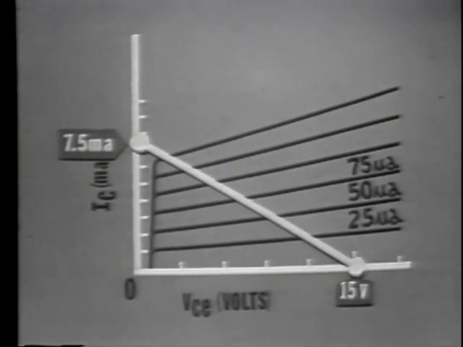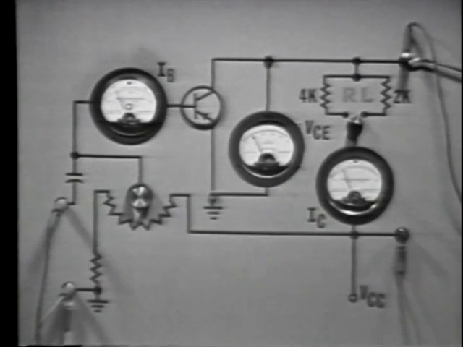Having constructed the load line, the next thing we need is that point on the load line that represents the circuit conditions prior to an input signal. This is called an operating point. The transistor's base current is going to determine the operating point. So let's first identify the base current path.